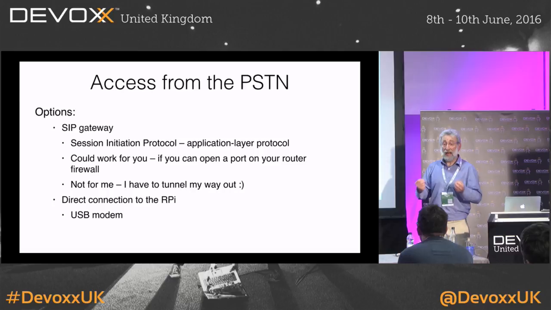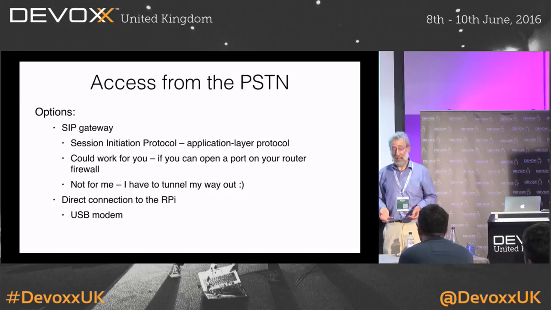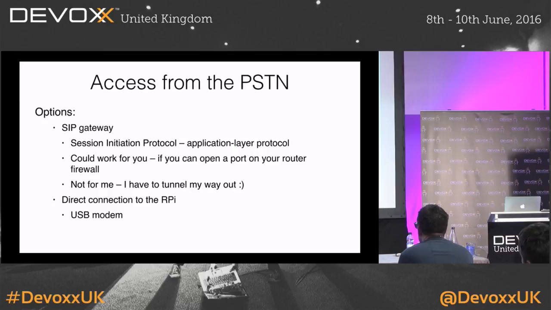And it will take an external call and pass it in. This won't work for me because I use the university's Wi-Fi and I can't configure the router firewall. SIP is a peculiar protocol. I use tunneling to get out. I guess most people know how tunneling works, but SIP is different because it uses a different port for the ringtone from what it does for the subsequent voice traffic. So I had no idea whether I could use tunneling with it, and I kind of gave up trying that and went over to the dongle.